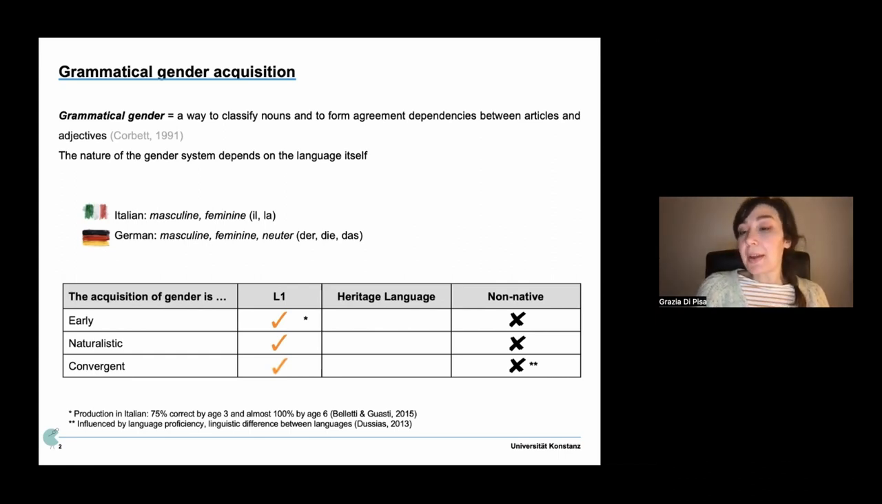And regarding instead heritage language, we do know that, of course, for a heritage language, gender acquisition is happening early and in a naturalistic way, like for the native language L1, because of course, a heritage language is a native language. However, it's not convergent, similar to the non-native, meaning that there have been some studies showing that the acquisition of gender in heritage speakers is not always with no problems, sometimes it could be problematic, but for some groups of heritage speakers, it is not.